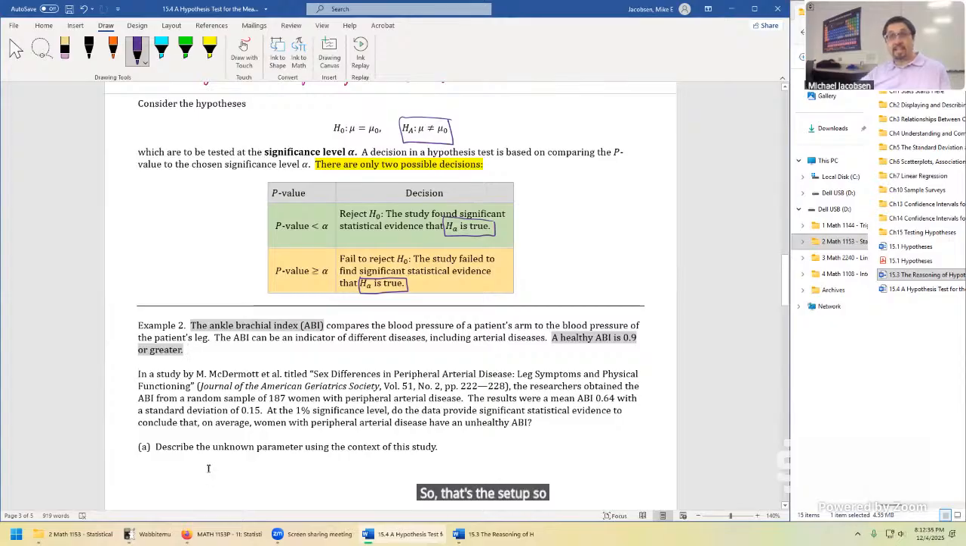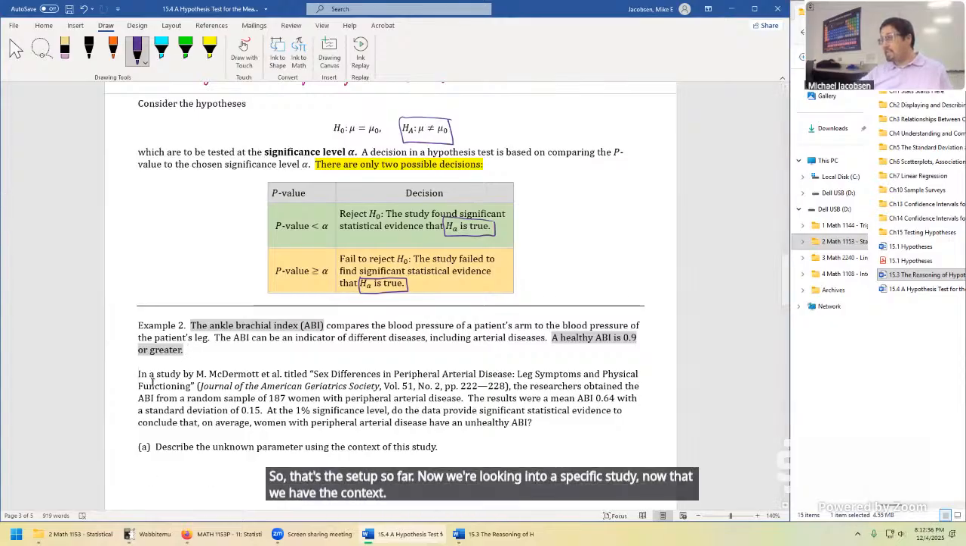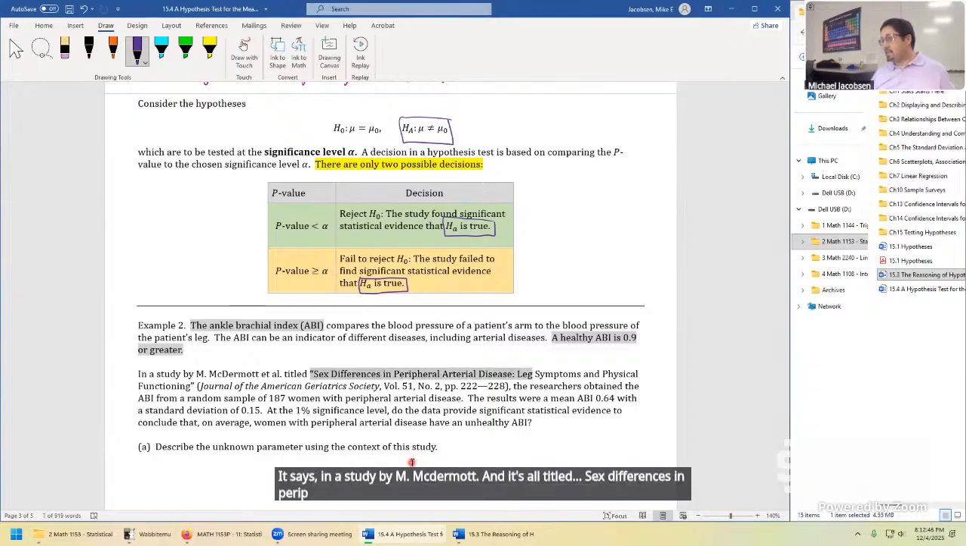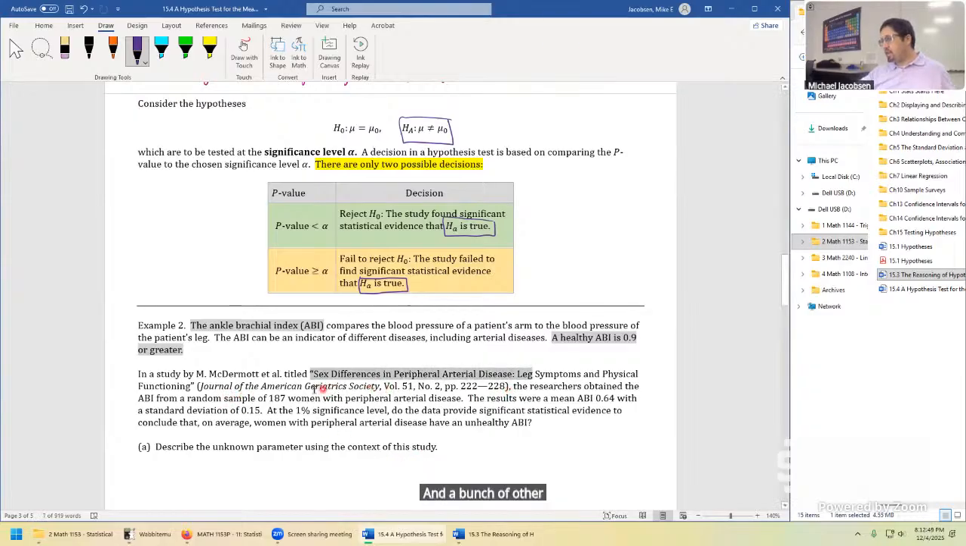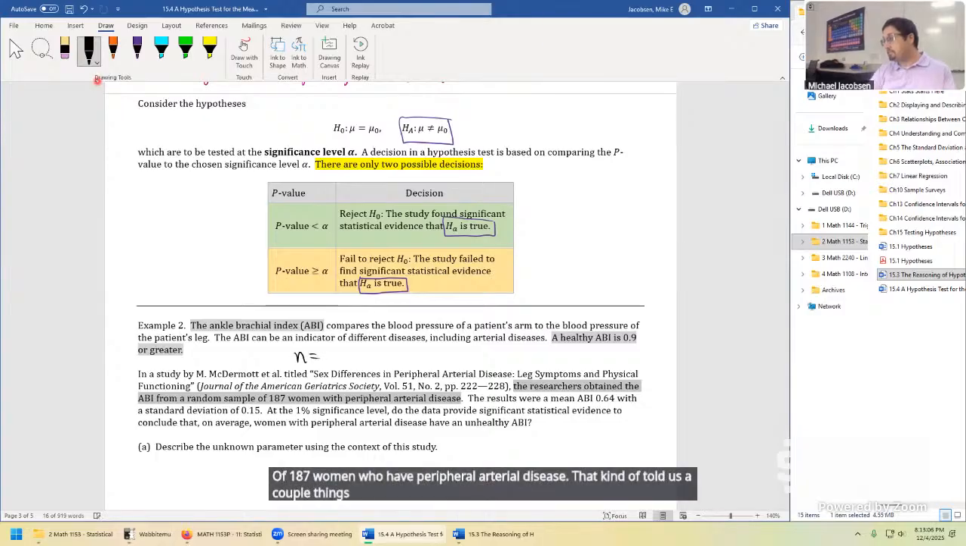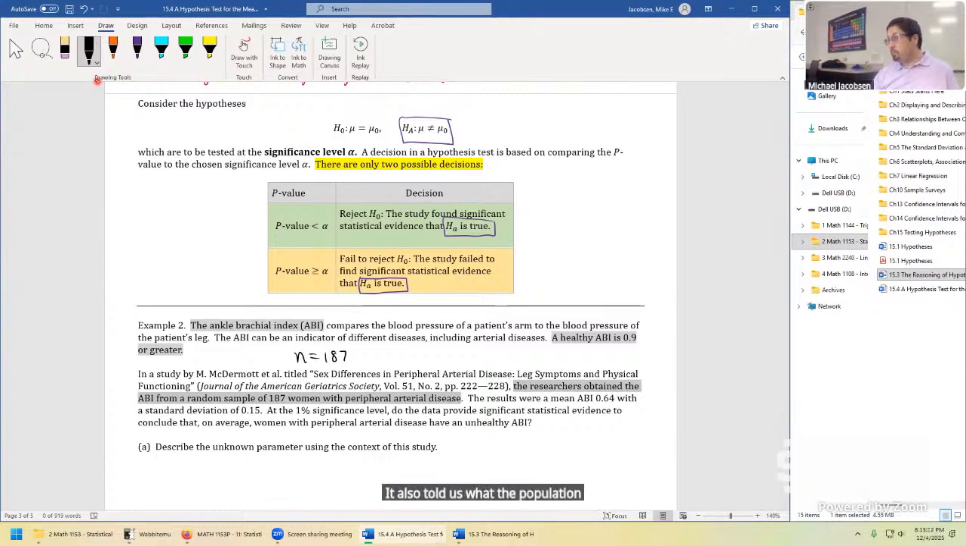Now we're looking into a specific study now that we have the context. It says, in a study by McDermott et al., titled Sex Differences in Peripheral Arterial Disease, and a bunch of other things, in the Geriatric Society journal, the researchers obtained the ABI from a random sample of 187 women who have peripheral arterial disease. That kind of told us a couple things. The sample size is 187. It also told us what the population is. Looks like the population would be all women with peripheral arterial disease.